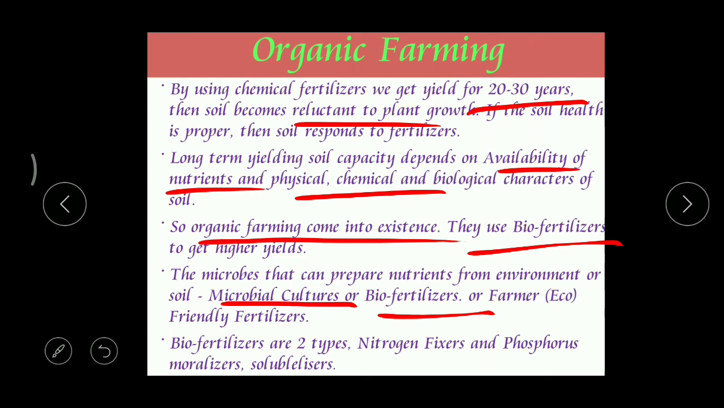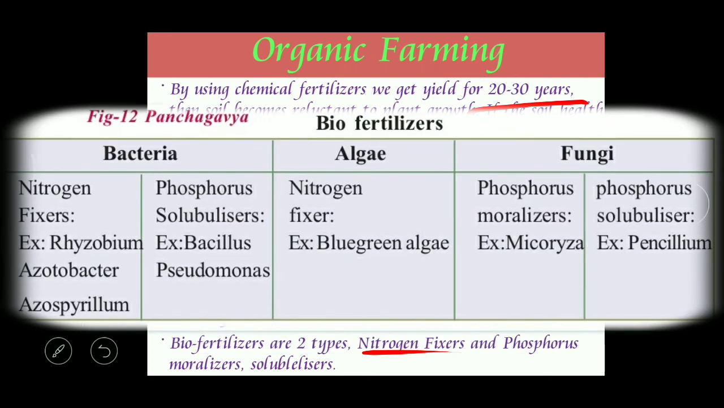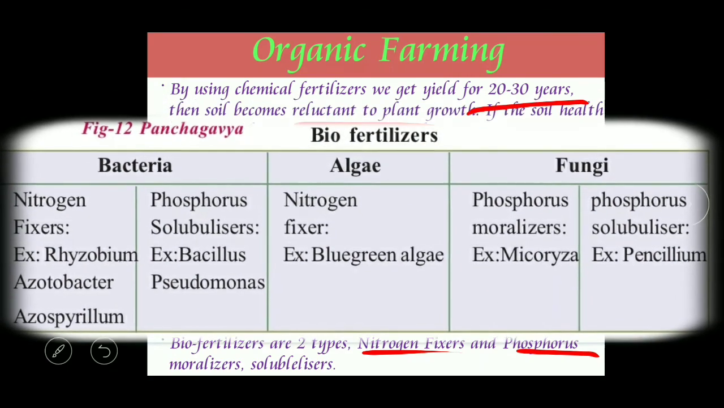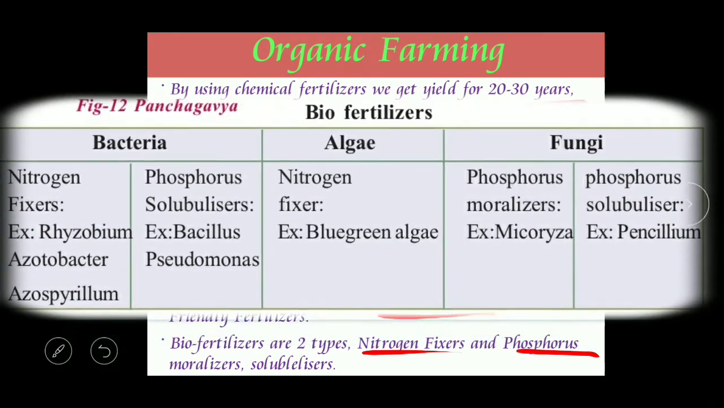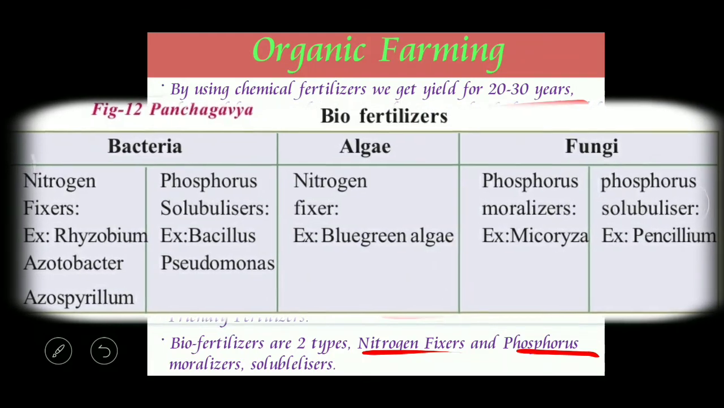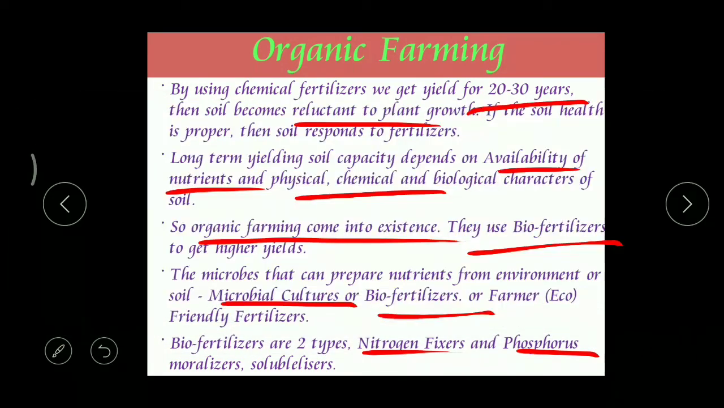And these fertilizers are of two types. They are nitrogen fixers. Nitrogen fixers are especially meant to develop nitrogen content in the soil. And what's the next one? There are phosphorus solubilizers. With the help of these, we can supply phosphorus to the soil, right? So these are the two types of biofertilizers, and here you can find this picture of biofertilizers.